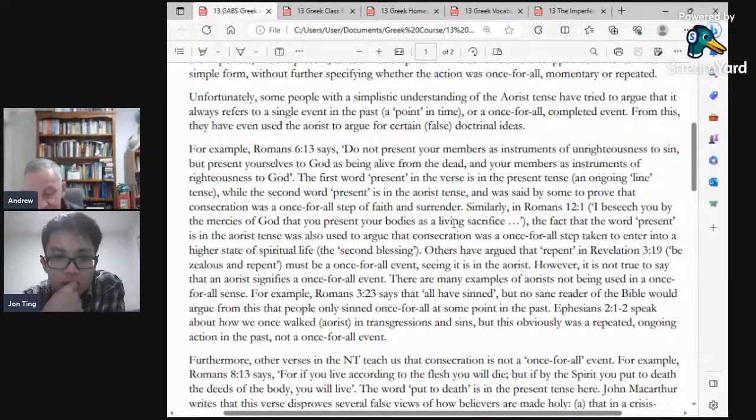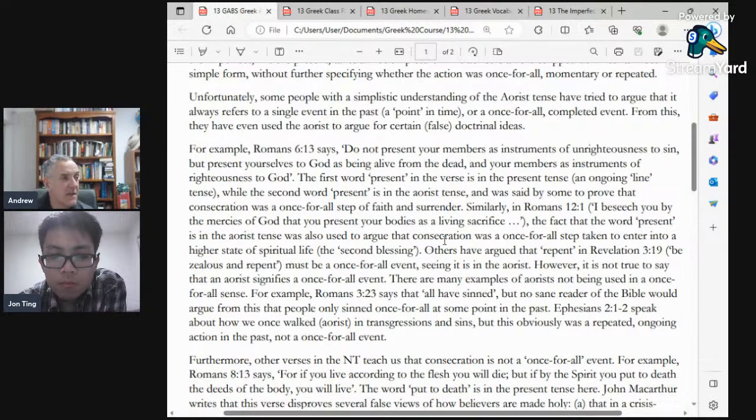And this, they argued from some of these verses here, that this consecration is a once-for-all step instead of being an ongoing consecration. And so they took some of these verses about presenting yourselves to God in Romans 6:13 and Romans 12:1 as evidence that consecration, entering into a state almost of sinless perfection, the second blessing, was a step of instantaneous blessing. But this is a misuse of the aorist. The aorist does not always mean a once for all action.